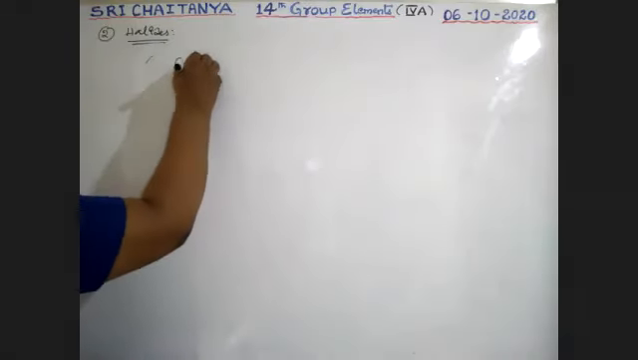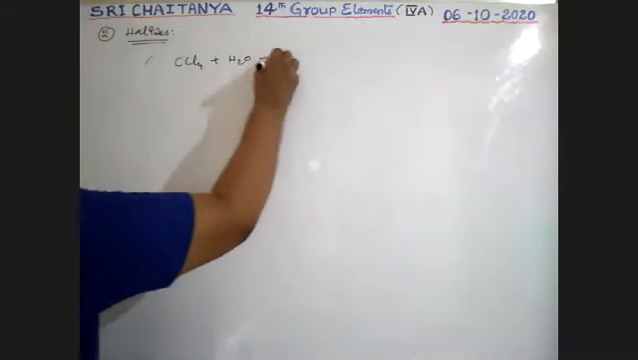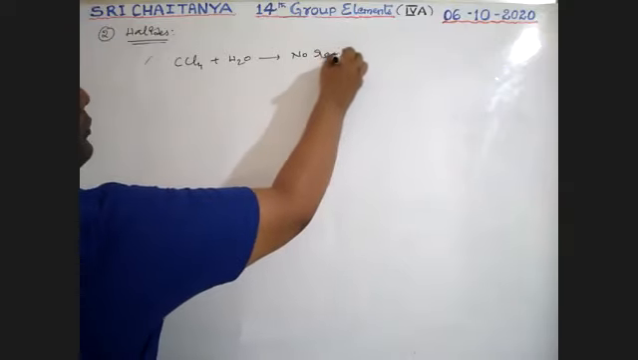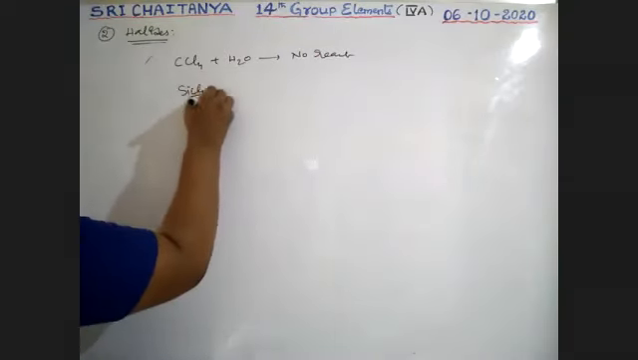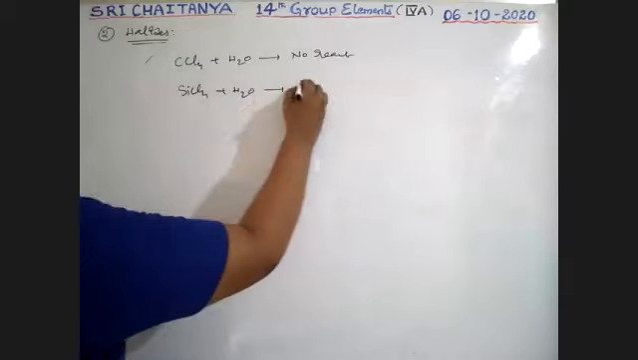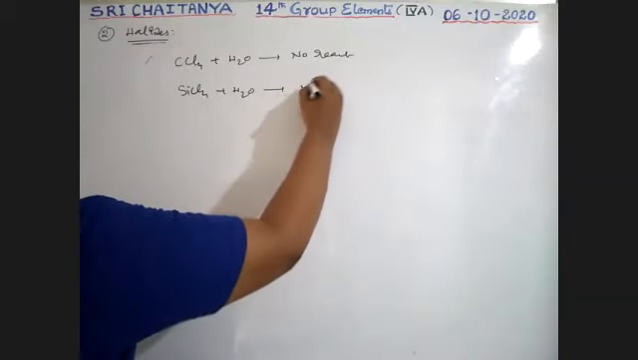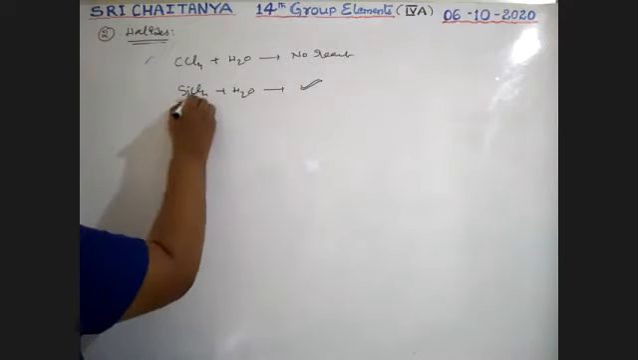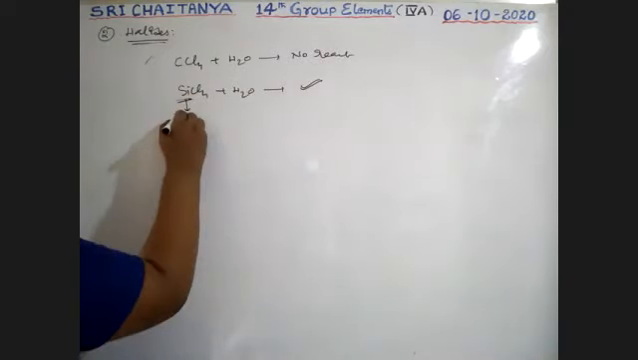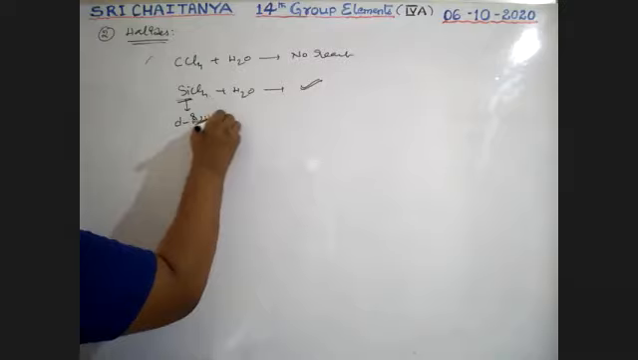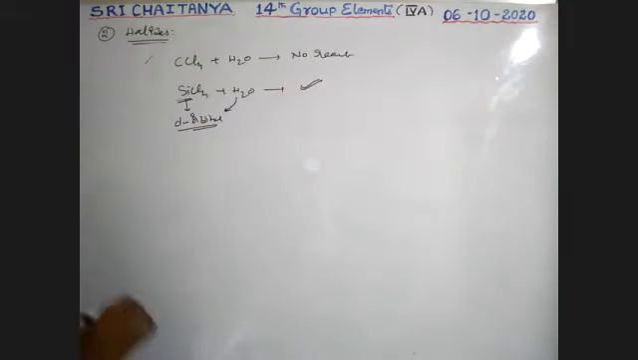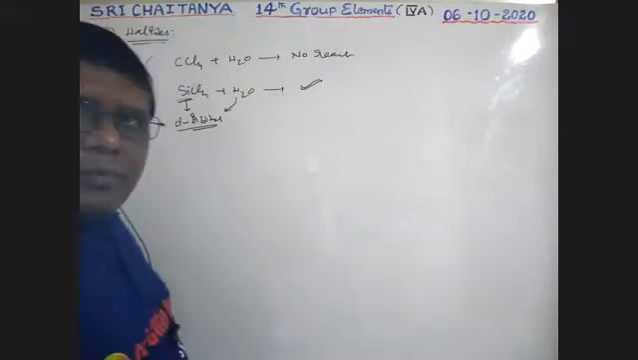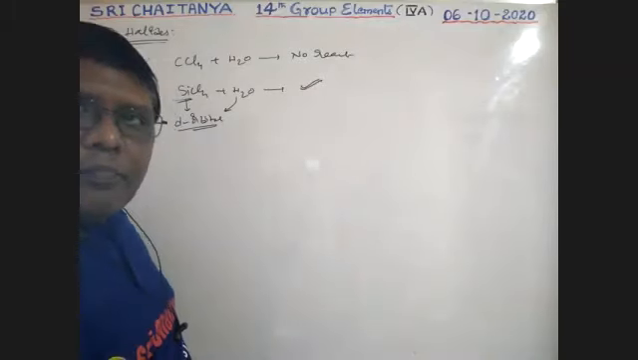Okay. Next, carbon halides: CCl4 does not react with water, no reaction. But SiCl4 reacts with water. There is a reaction. Why, sir? The reason we already explained, boys. Silicon has d orbitals. Therefore, coordinate covalent bonds are possible. Already we explained. Because of that reason, it is possible.